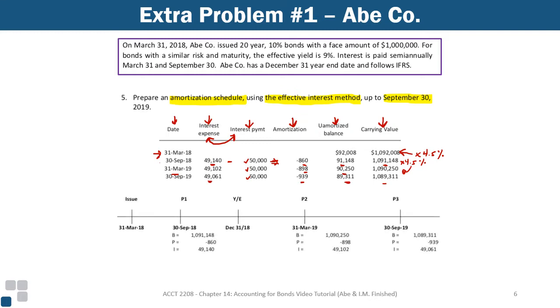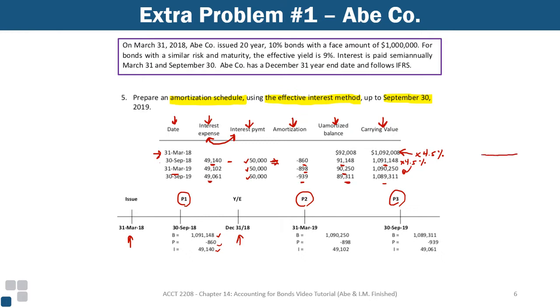Here's what the bond looks like in terms of a timeline. It's issued on March 31st, 2018. After the first payment, we have a bond value of 1,091,148. The amortization of the premium is 860, and the interest is 49,140. Then we have an intervening year end, so we're going to have to deal with that a little bit later. The second payment and then the third payment you can see here. So the balance keeps dropping.